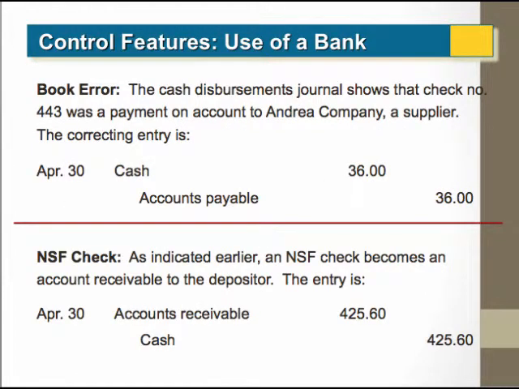Next, on the book error, where the cash disbursement journal showed that the check was a payment on account to Andrea Company, a supplier, the correcting entry is to increase cash by $36 and increase accounts payable by $36. The NSF check, because the original entry was a debit to cash and a credit to accounts receivable, the adjusting entry because of the bank reconciliation is to reinstate the accounts receivable and decrease the cash.